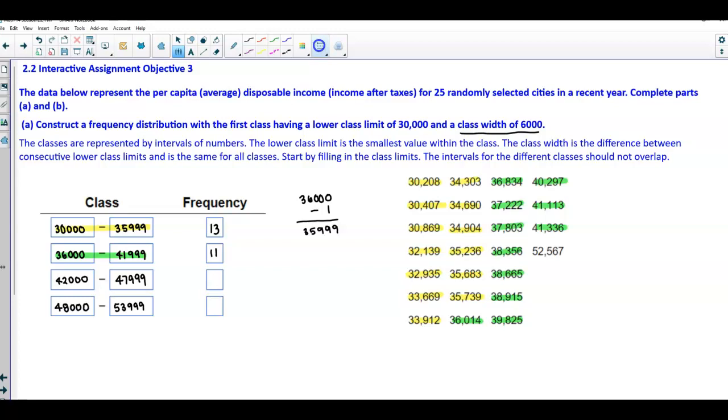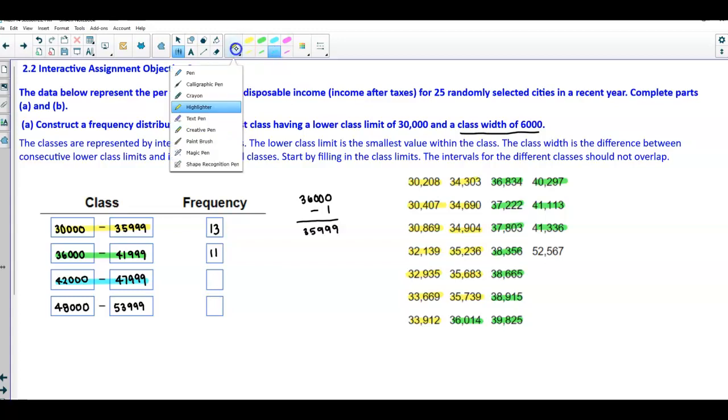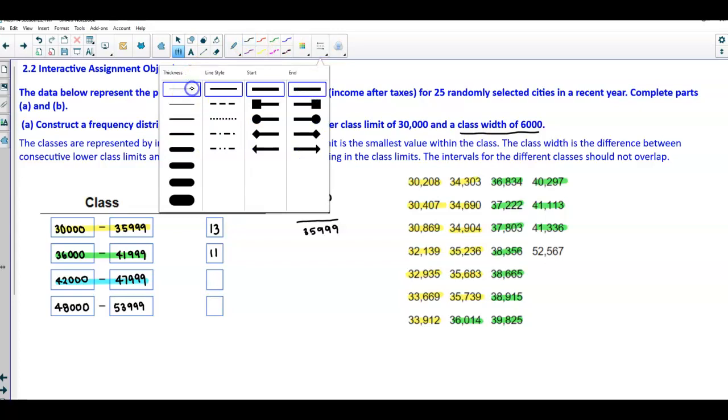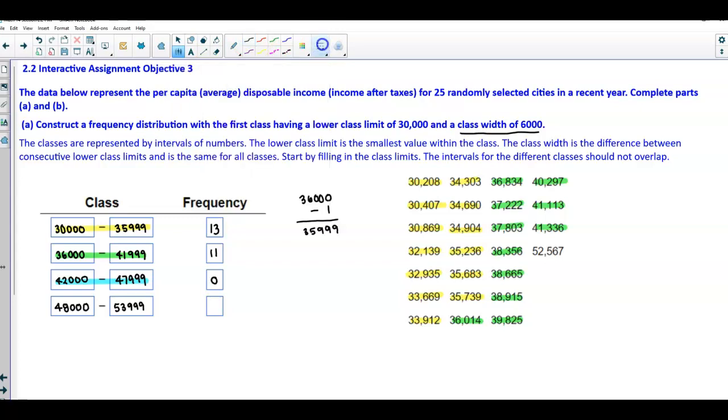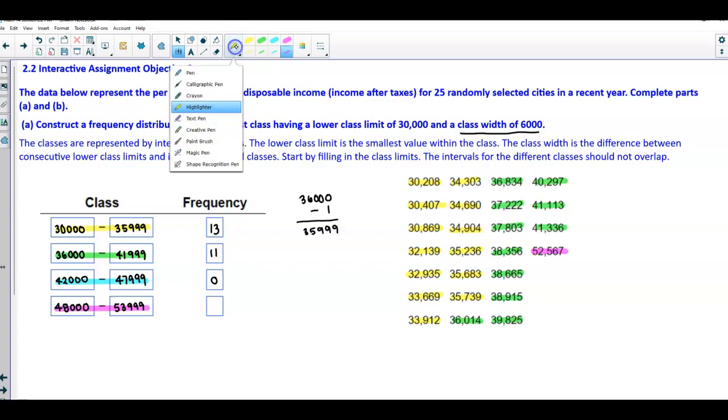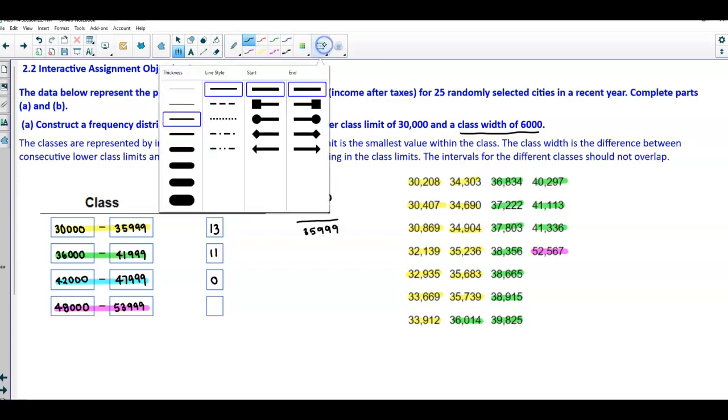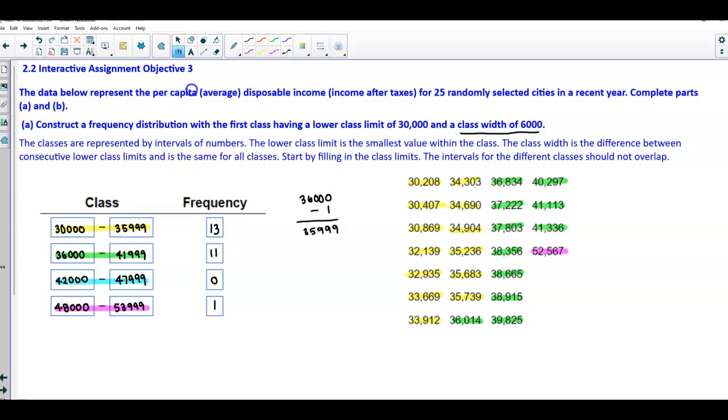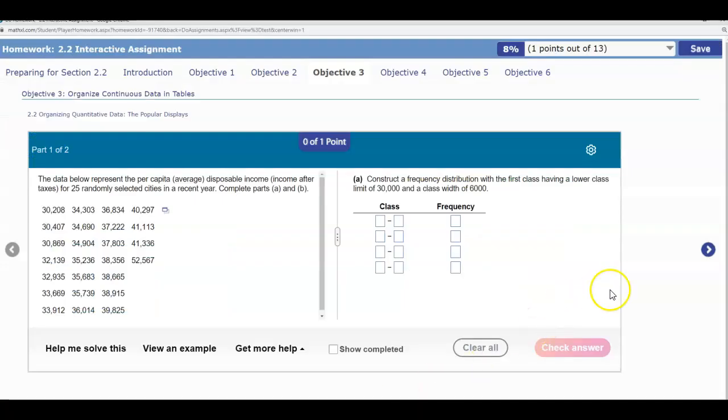Now how many values do we have between 42,000 and 47,999? If we look, we don't have any values there, so we write that down as 0. And then for the last one, how many values do we have between 48,000 and 53,999? We can see that we have this one here. So therefore, we have 1. Now let's go ahead and verify our result by plugging it in here.